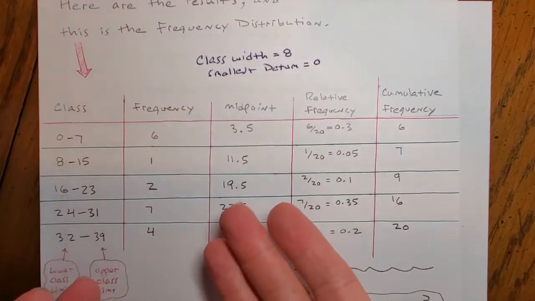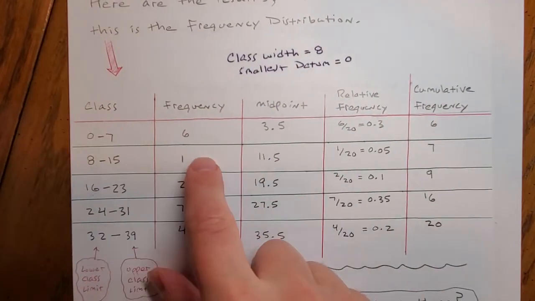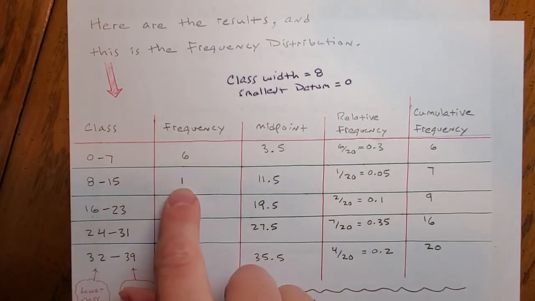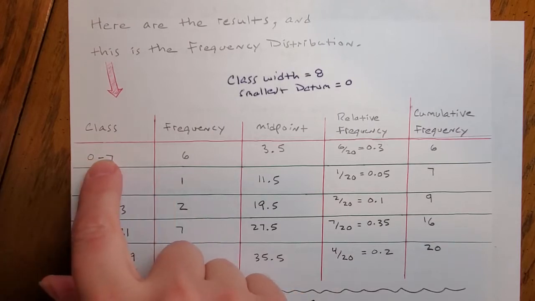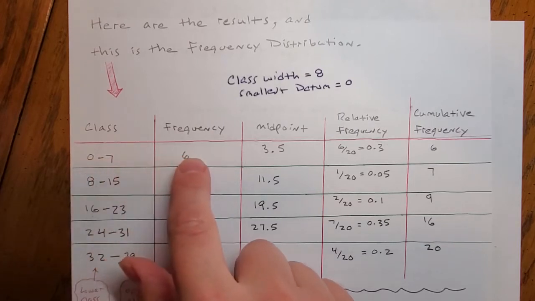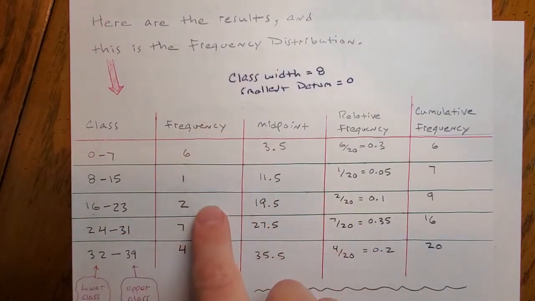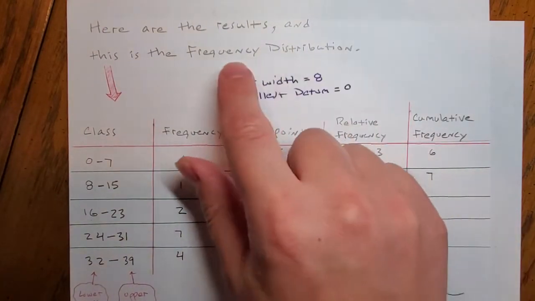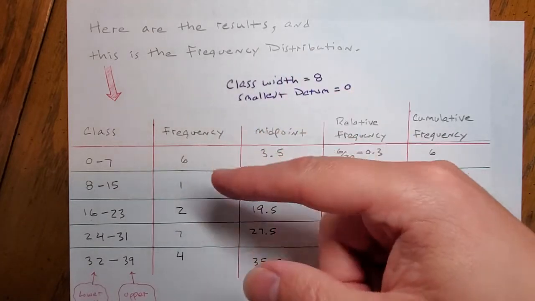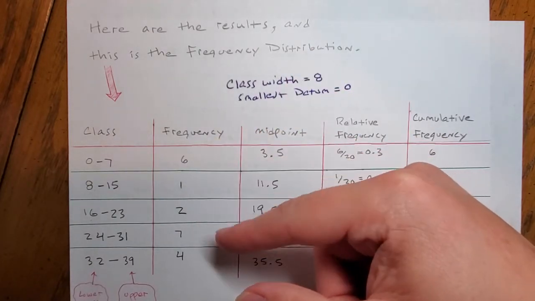So I can look at this table and I can say, like, well, not many people spend between 8 and 15 minutes reading the news. Quite a few spend between 0 and 7 minutes reading the news, and quite a few spend between 20. So I can see how it is distributed. That's why it's called a frequency distribution. We get to see how the data is distributed.